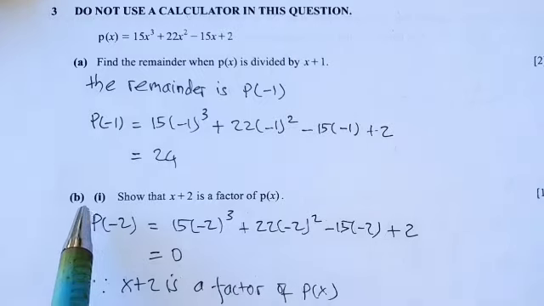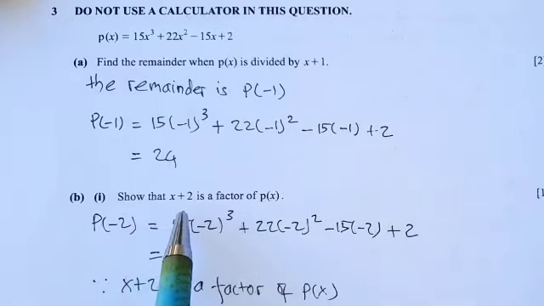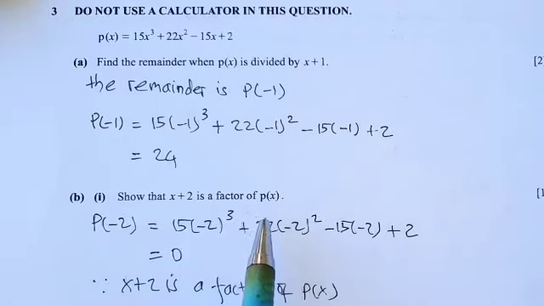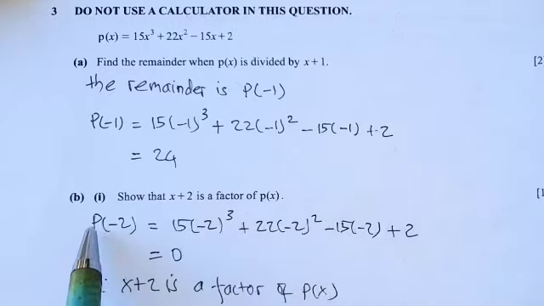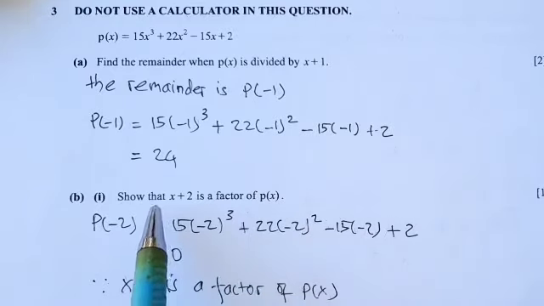(b)(i) Show that x plus 2 is a factor of P(x). Now we calculate P(minus 2). Let x plus 2 be 0, thus x is minus 2. P(minus 2) is 15 times (minus 2) cubed plus 22 times (minus 2) squared minus 15 times (minus 2) plus 2, that is 0. This means the remainder of the polynomial when divided by x plus 2 is 0, so x plus 2 is a factor of P(x).